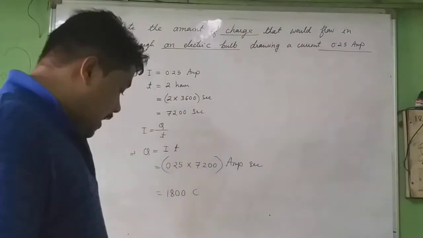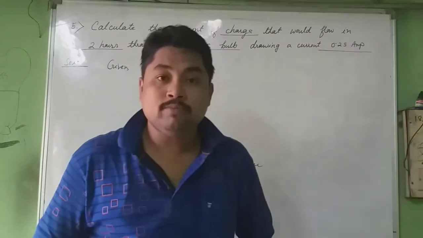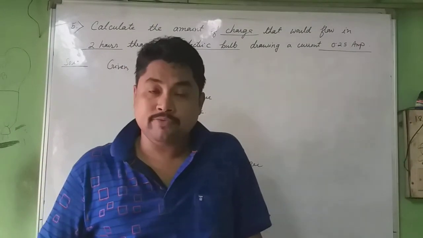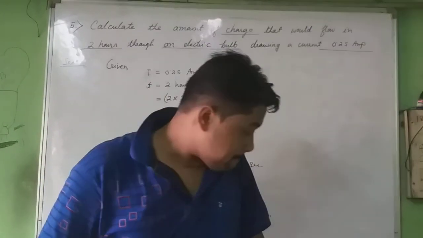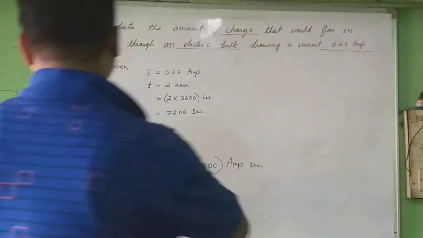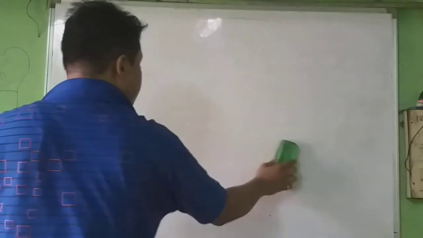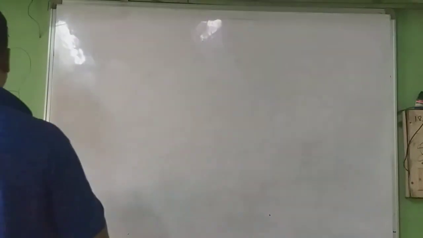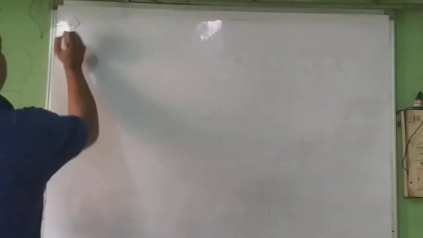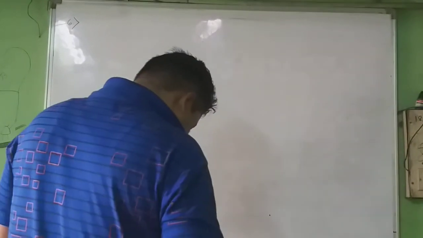Okay. Our next numerical is from Ohm's law. Ohm's law of electricity, that is V equals IR. Okay. Question number 6.